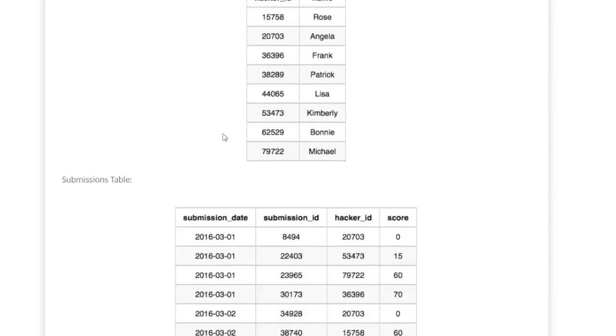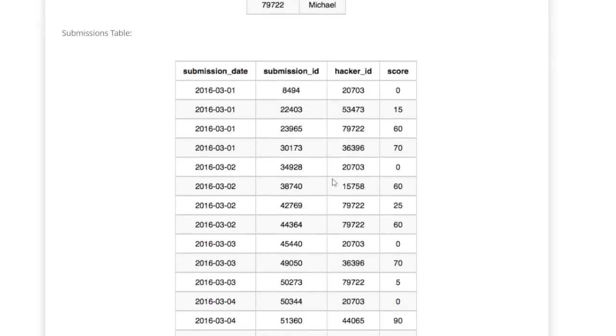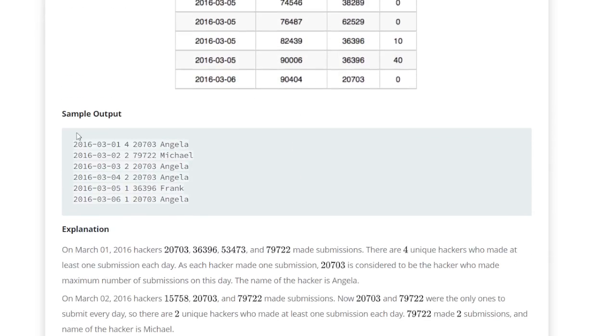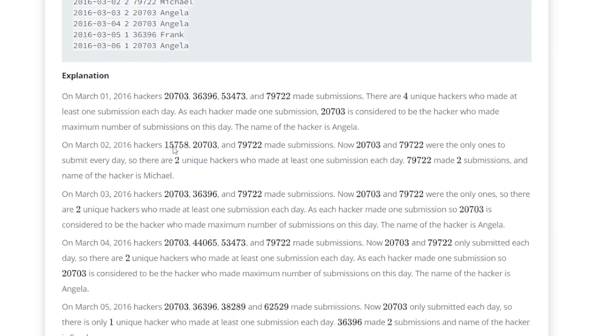So this is hackers table and then this is the submission table, right? And they have given us the output. So this is the submission date, this is the total number of unique hackers who made at least one submission each day, right? And this is the hacker ID and this is the name of the hacker. Okay, now they have given us the explanation.